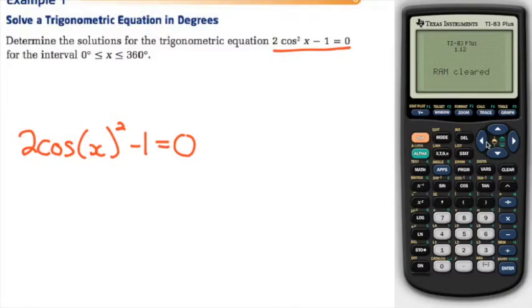There's a couple of things we need to do before we can actually input the equation. First thing, we need to make sure the domain on the calculator matches the domain in the question. The domain in the question is x between 0 and 360. The way we do that on the calculator is by going to the window settings and changing the x min and the x max to those values.